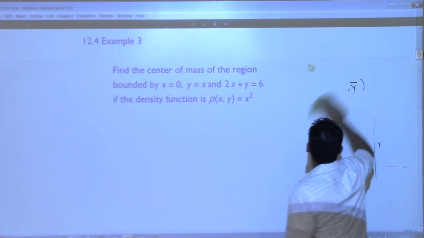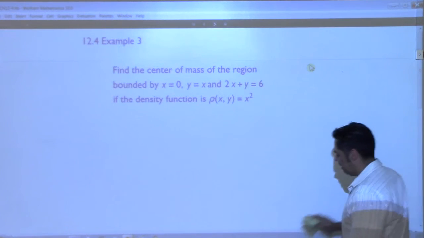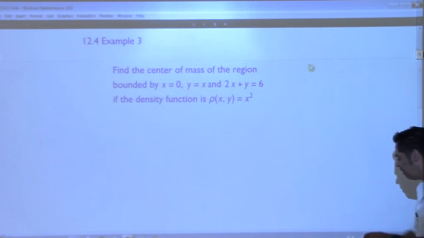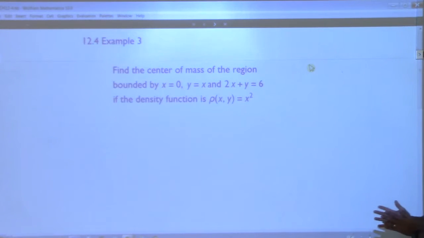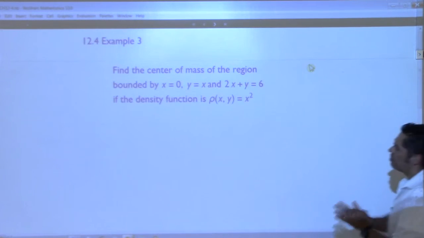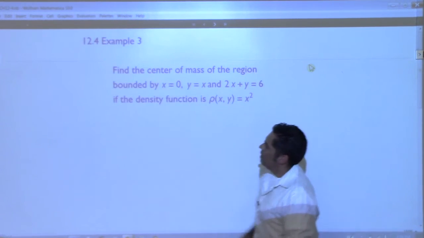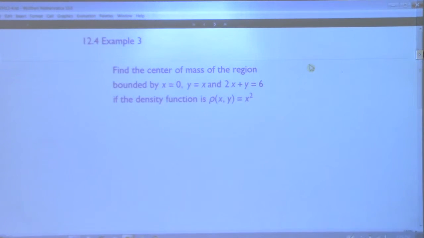I hope that this picture will help you see what I was talking about earlier with that surface. Here we're trying to find the center of mass of a region bounded by these curves if the density function is rho of xy equals x squared, and that's it, x squared.